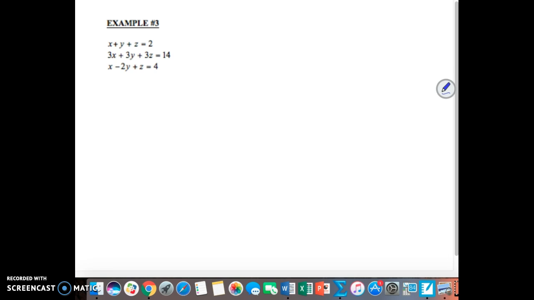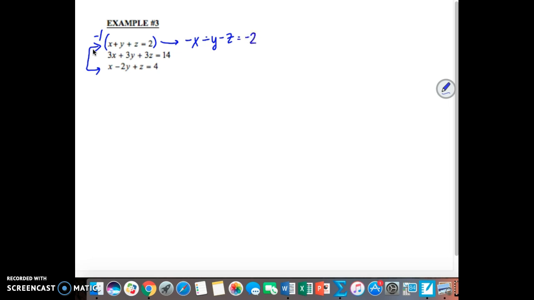Looking at equations 1 and 3, we have a single x term and a single z term in each. Notice all 4 of those x's and z's are positive. So if we take the top equation and multiply it by -1, then we have negative x minus y minus z equals -2.